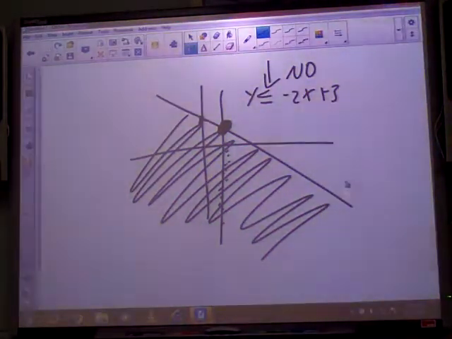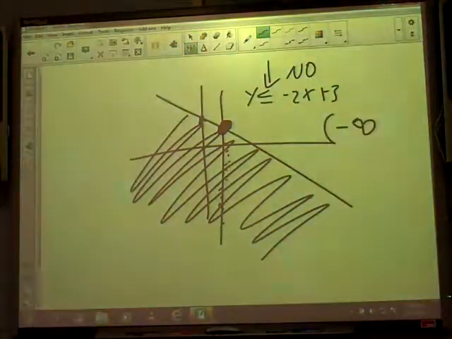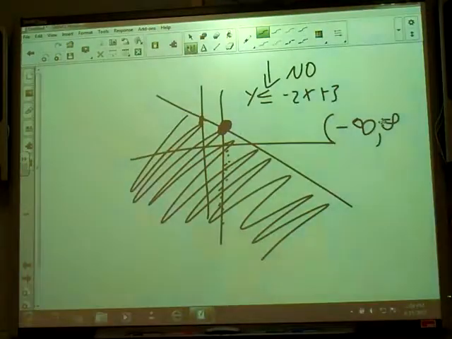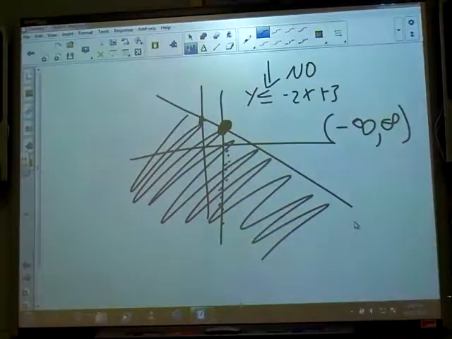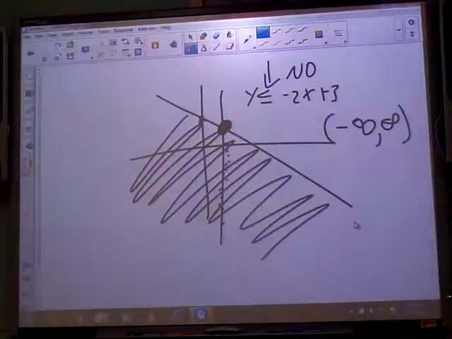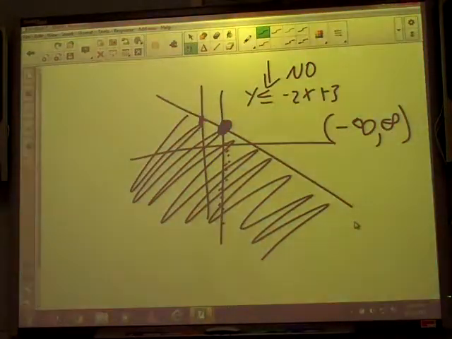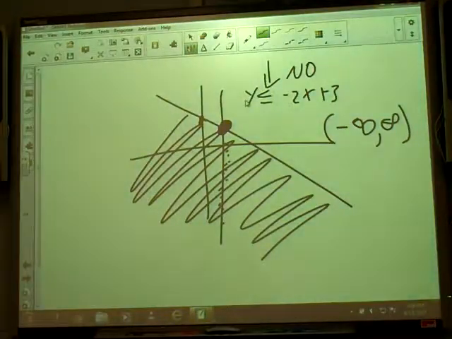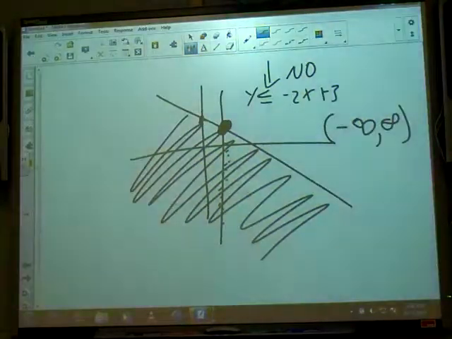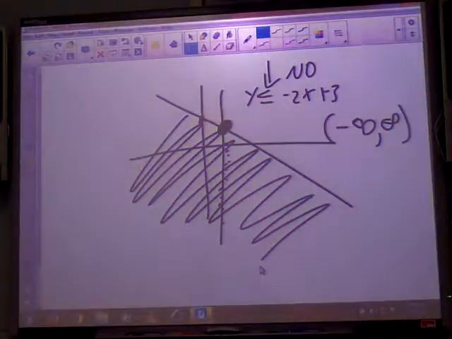Okay? Domain's still easy on the line because it's going to go left forever. It's going to go right forever, so the domain would still be negative infinity to infinity. It would still be the same with less than or greater than, because if that had been the case, the shading would have been on top. Anytime there's shading, it's going to hit your vertical line a bunch of times.